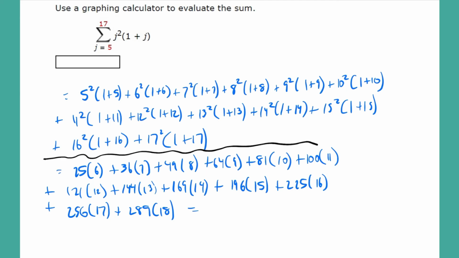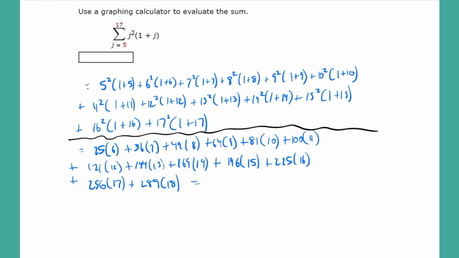So I'm not even going to do it. It's just time consuming, but you guys can type this into your calculators and that will give you your final answer there. And I believe that concludes this section.